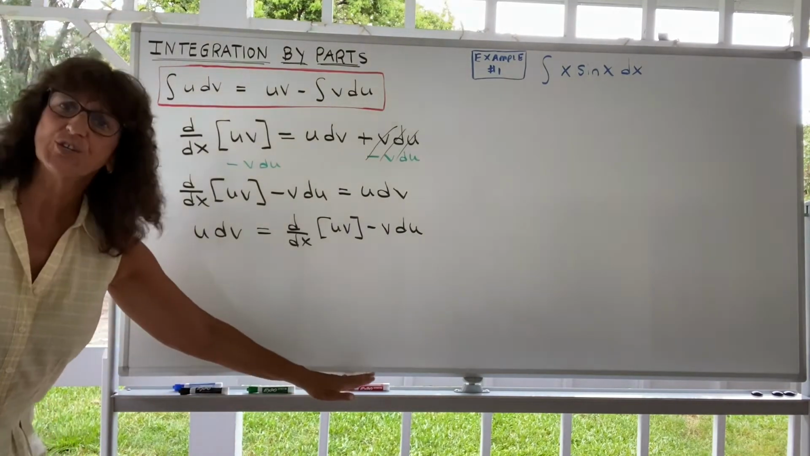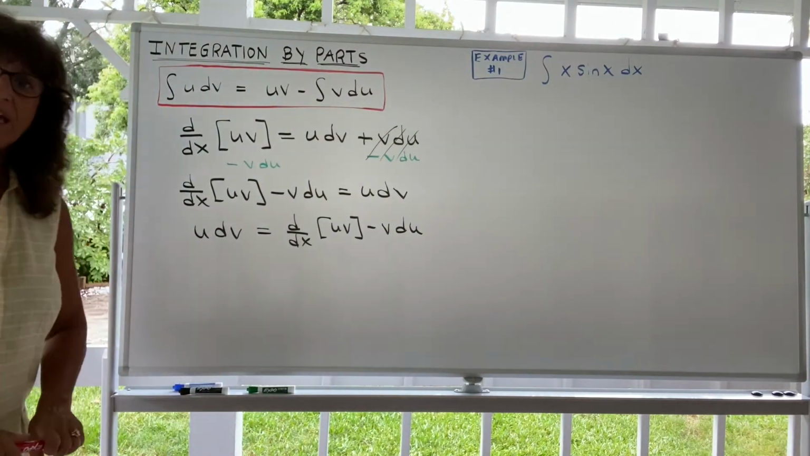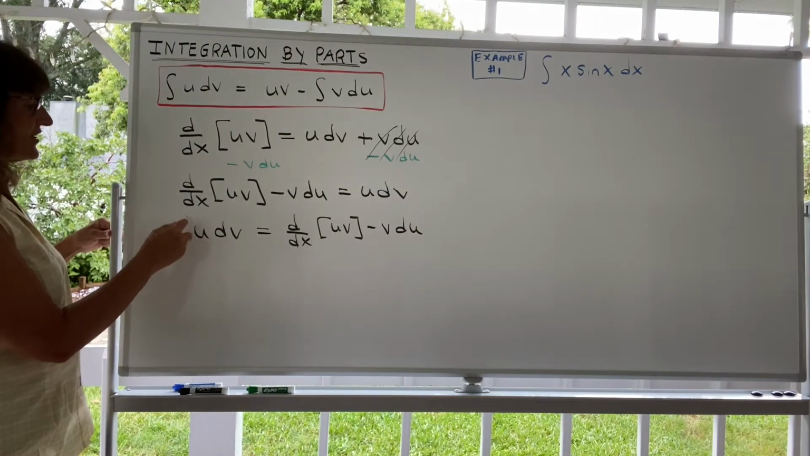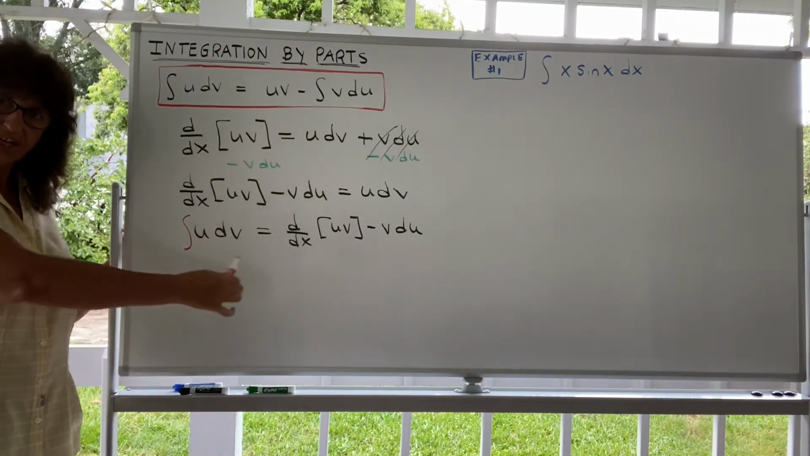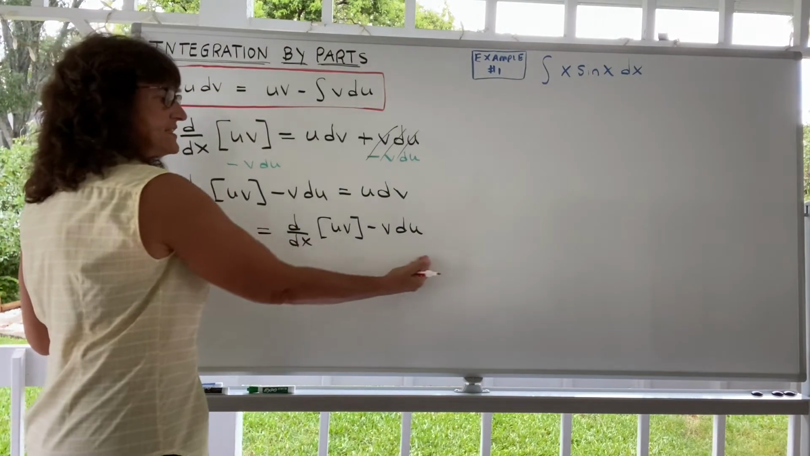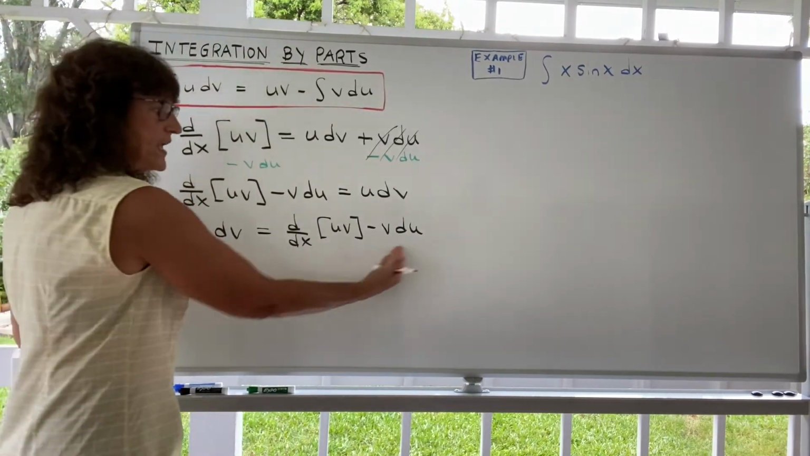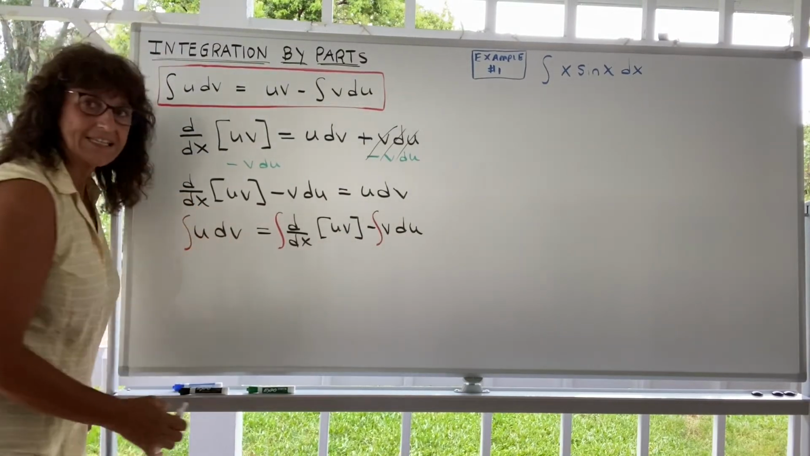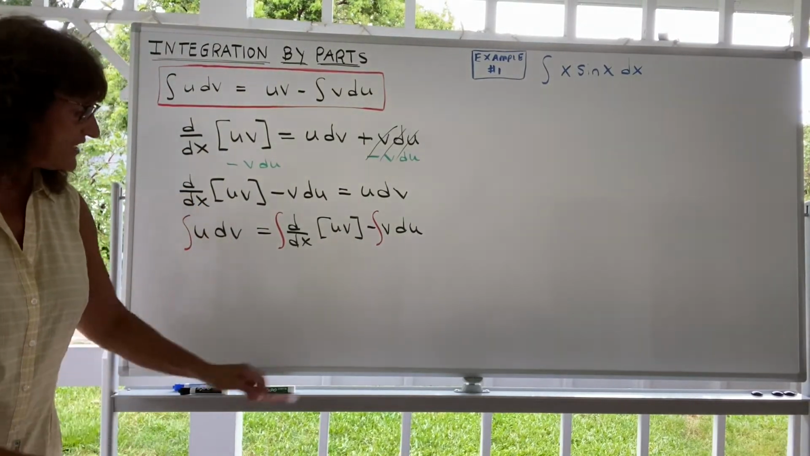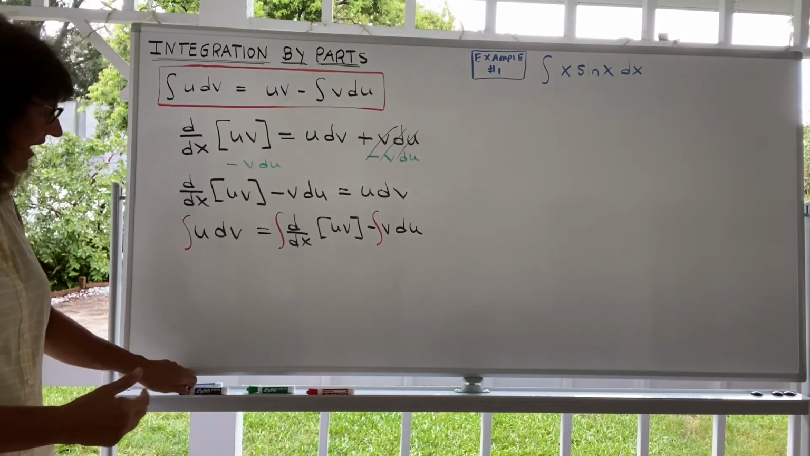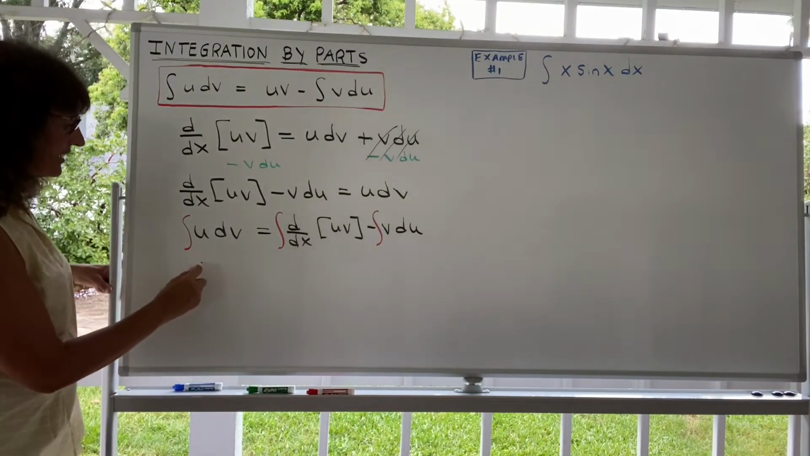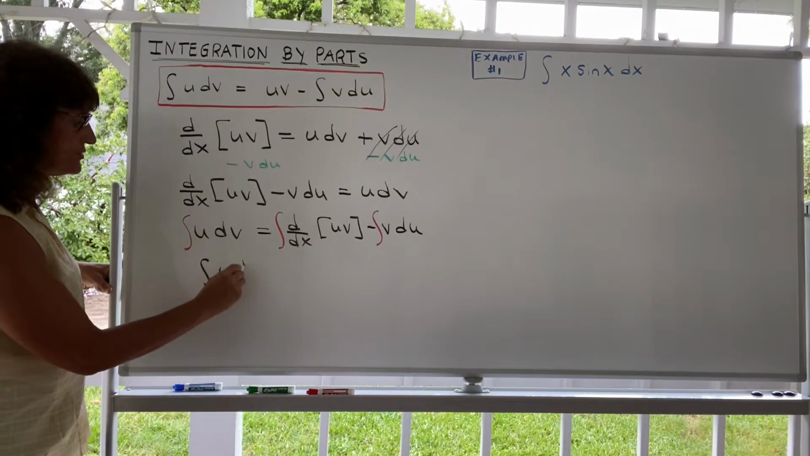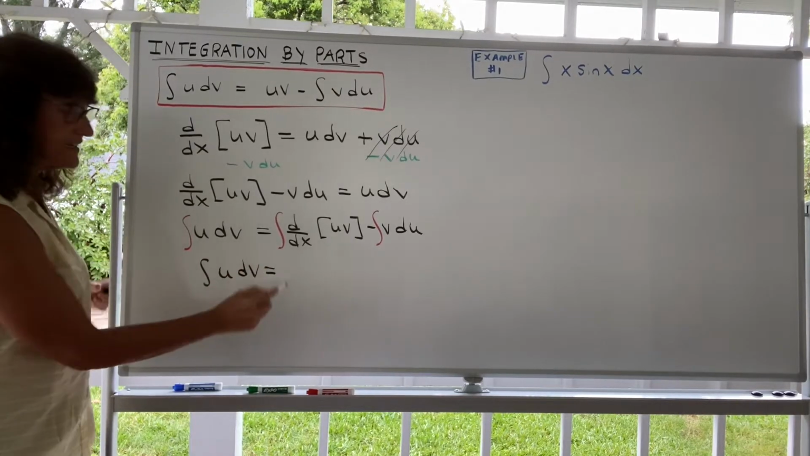Now let's integrate both sides of the equation. We're going to integrate the entire left-hand side and the entire right-hand side. When you integrate the right-hand side, we can break up the integration signs and put one in front of each of the terms. So the left-hand side, we have the expression integral of u dv.